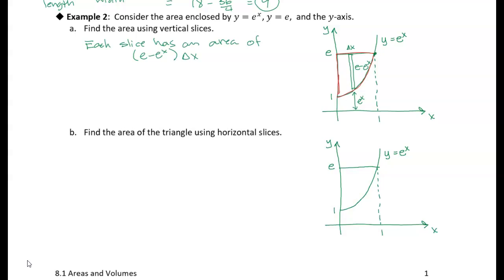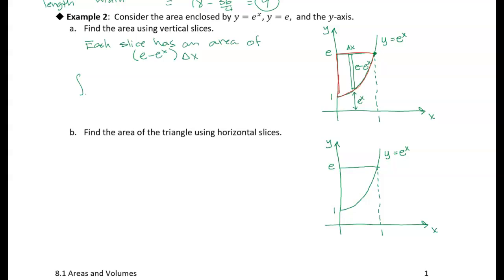As we take more and more slices, and as n goes to infinity, it just becomes an integral. And so we're going to integrate from, in this case, we've got to go all the way to 1. Because we want to find the area between this up to the line y equals e, and that happens to intersect the graph of e to the x at 1. When x equals 1, then y is equal to e. So that's where it intersects that line y equals e.